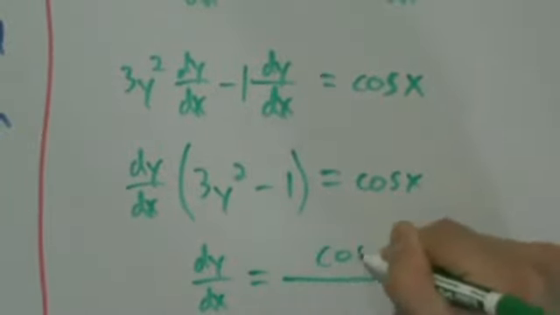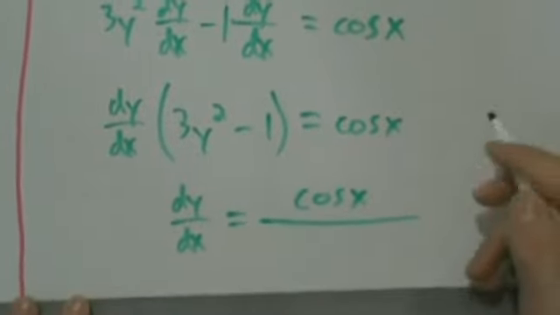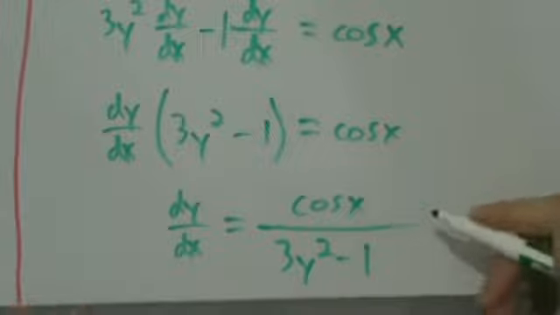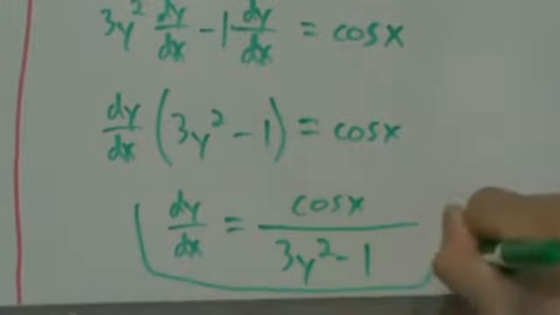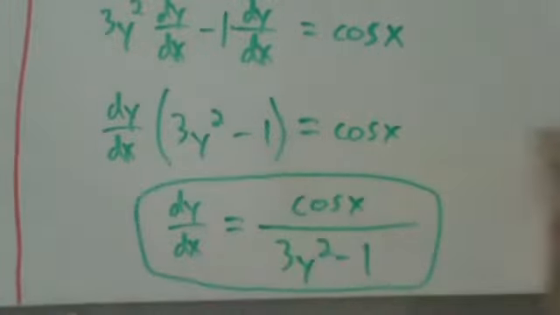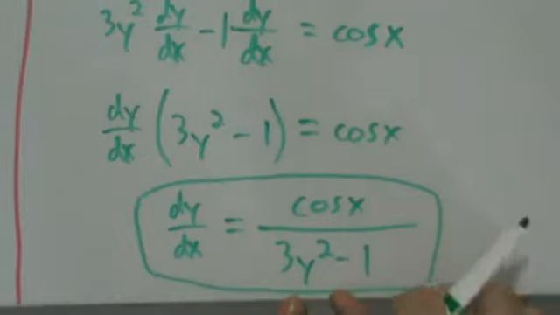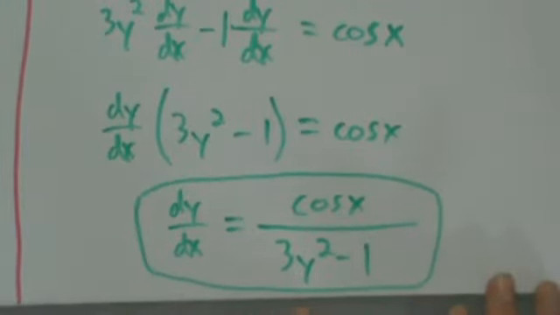equals cosine of x divided by 3y squared minus 1. And that's our answer there. So that's dy dx. Notice that the derivative has both x and y in it, and that's okay. All the derivatives we've done up till now didn't have y in them, right? But it's okay in this case because this is implicit differentiation. We're dealing with implicit functions here, so we should expect to have a y somewhere in the derivative.